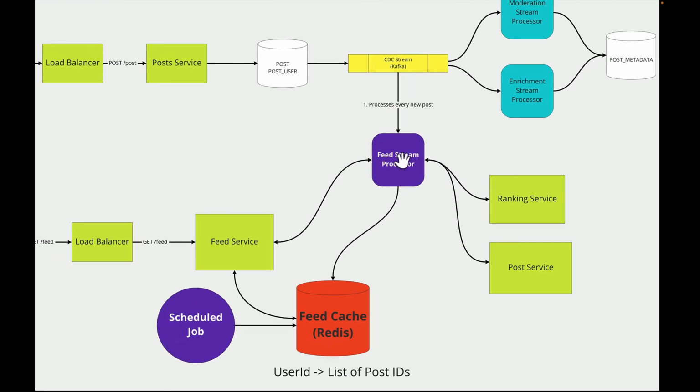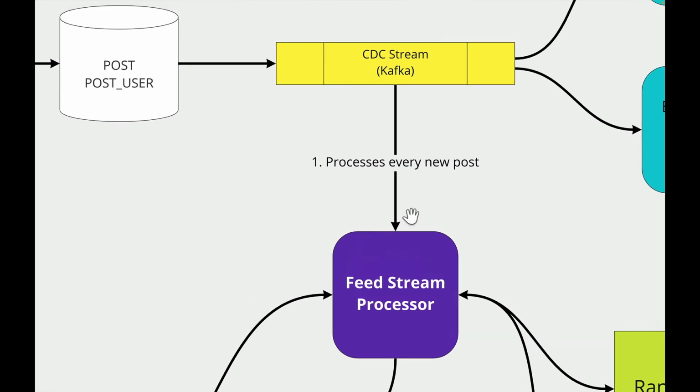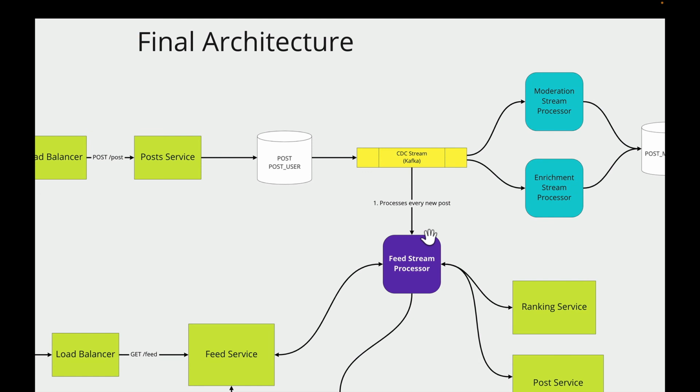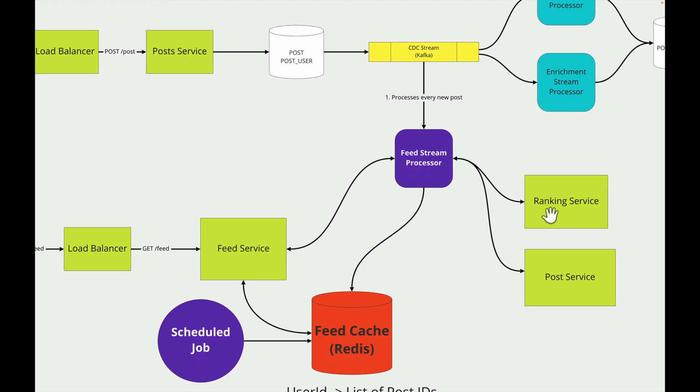Now the next one is going to be the feed stream processor. Similar to the other processors, this also gets the information about a new post the moment the post was created. What the feed stream processor is going to do is, for that new post that was just created, figure out all the different users that this post should be promoted to. To do that, it's going to talk to the ranking service, the post service, and even the feed service.